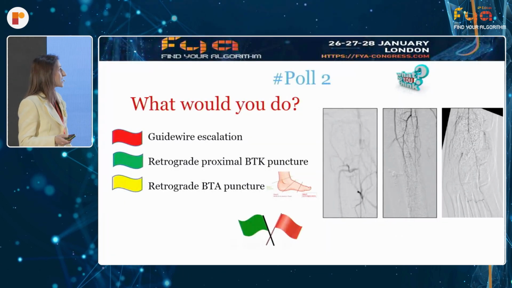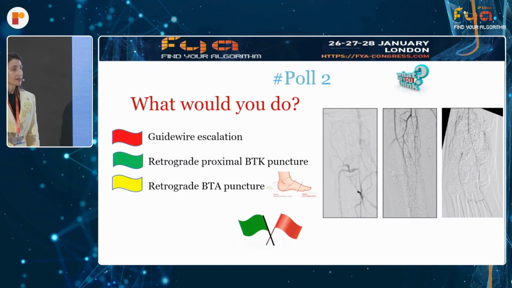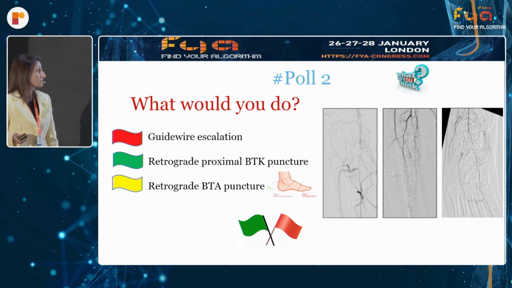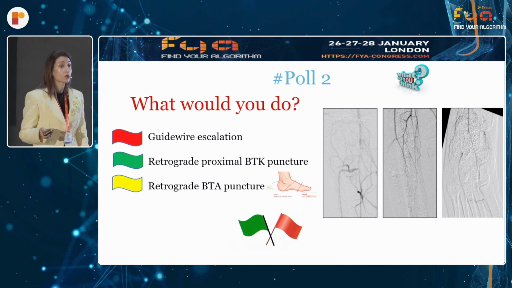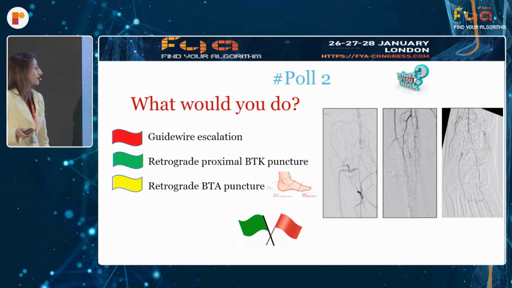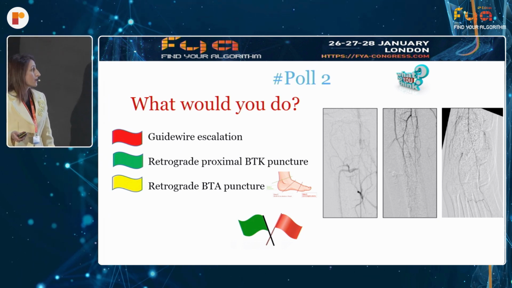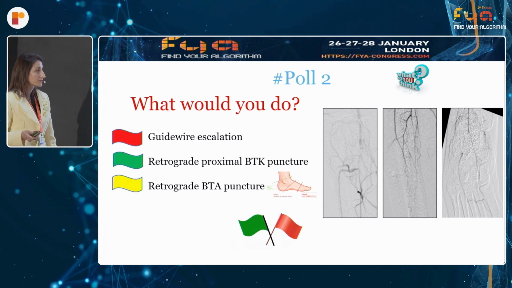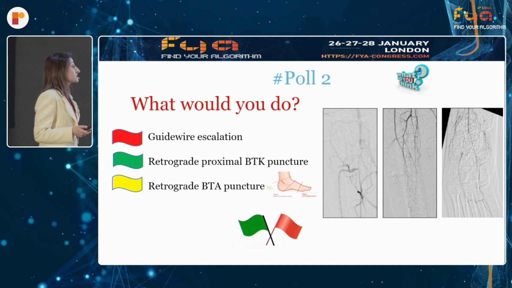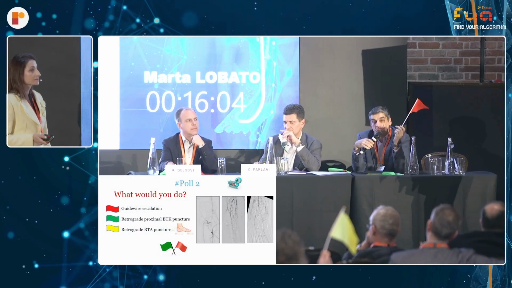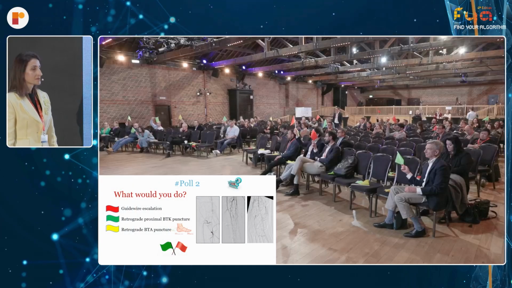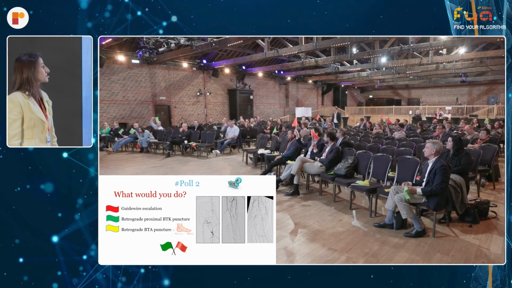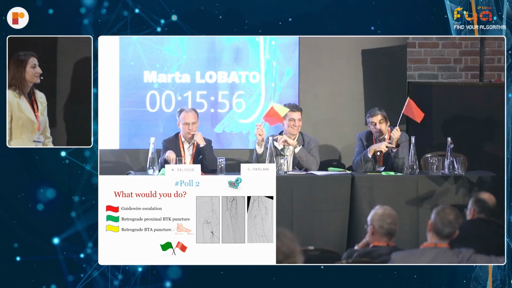So next poll. What would you do? Maybe guide wire escalation, maybe retrograde proximal BTK puncture because the popliteal occlusion involved the bifurcation, or could be a retrograde BTA puncture. What do you think? May I ask what wire you're trying to cross with? The wire was a Terumo Track 018 guide wire. So raise the flags again. Guide wire escalation, retrograde BTA puncture, BTK puncture. Okay, a bit of a mix.